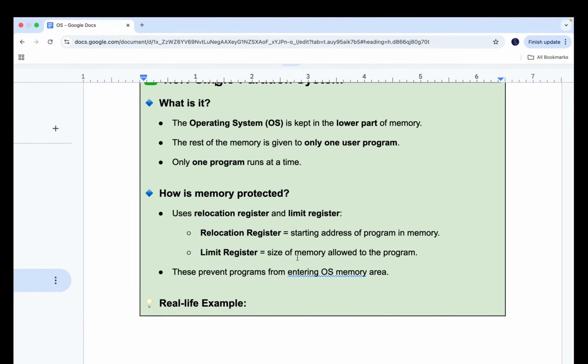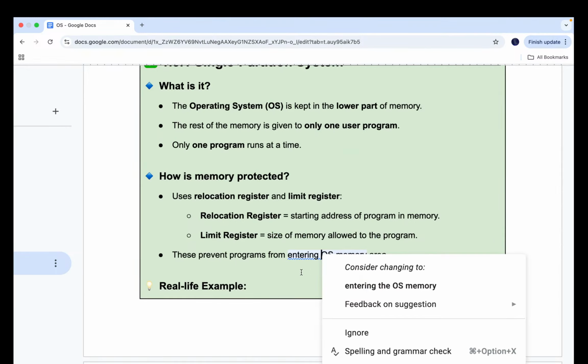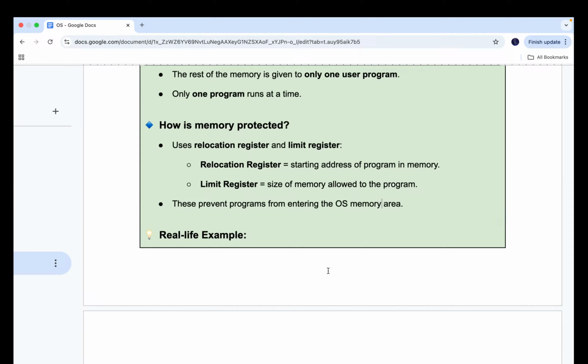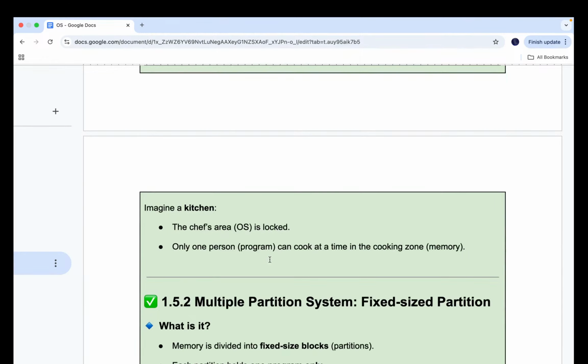How is memory protected? It uses a relocation register and a limit register. The relocation register holds the starting address of the program in memory. The limit register holds the size of memory allowed to the program. This prevents the program from entering the OS memory area. Real life example: imagine a kitchen. The chef's area, the OS, is locked. Only one person can cook at a time.